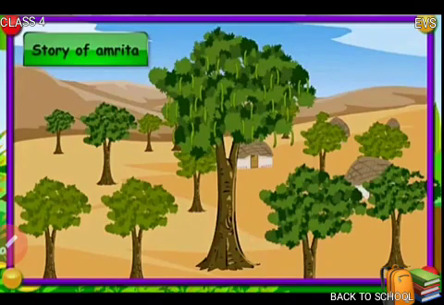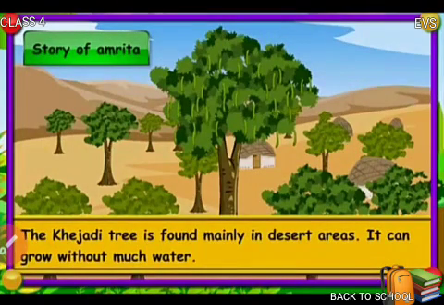Today, Amrita will help us to visit her village, which is famous for the trees, and its name is Khejadli tree. In the picture, you can see the Khejadli trees. The Khejadli tree is found mainly in the desert areas. It can grow without much water. You all know Rajasthan is a desert area and there is much less water in Rajasthan, so such type of trees grow in desert area.